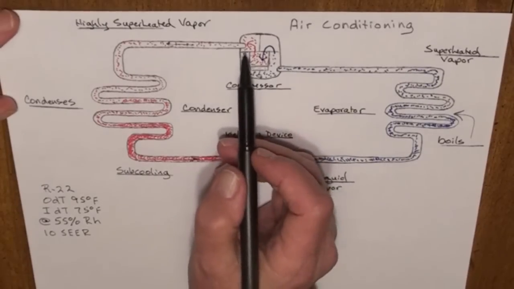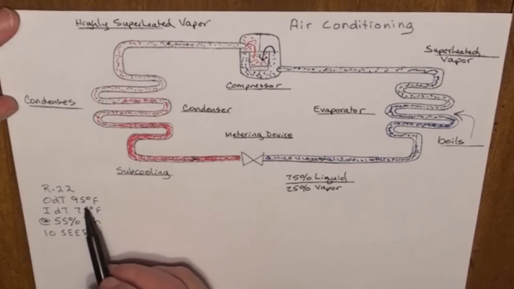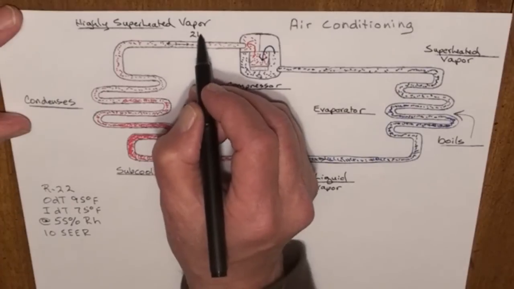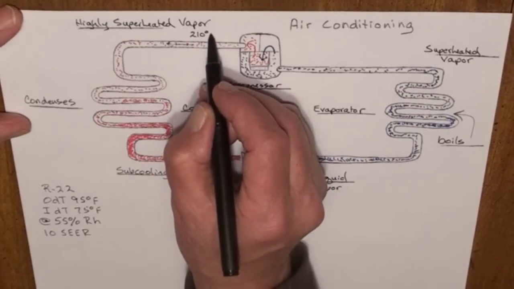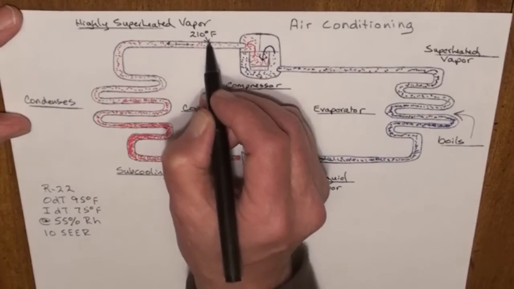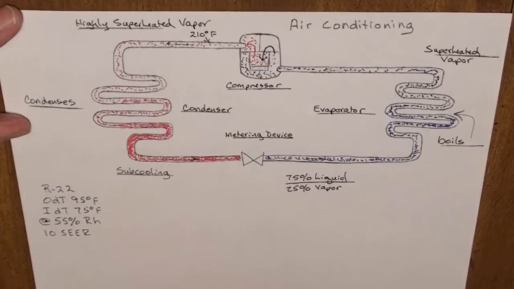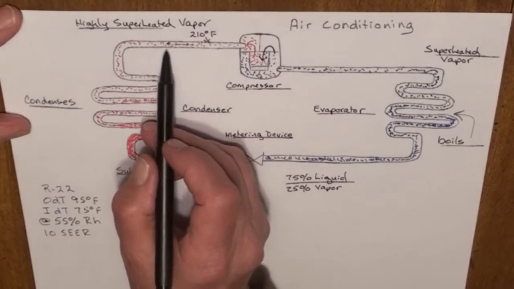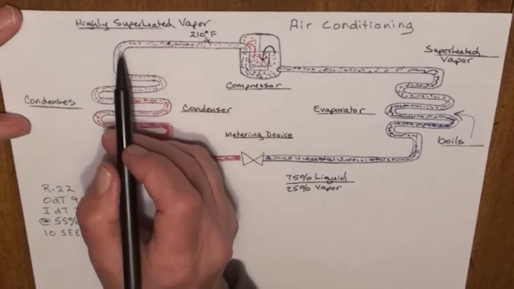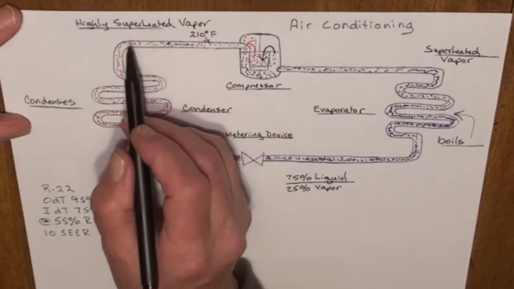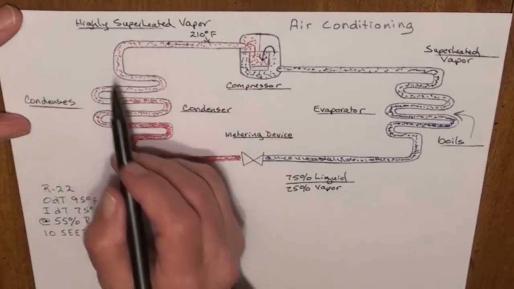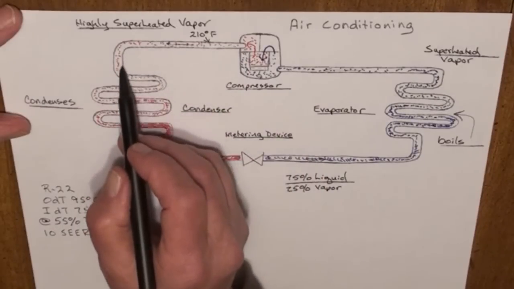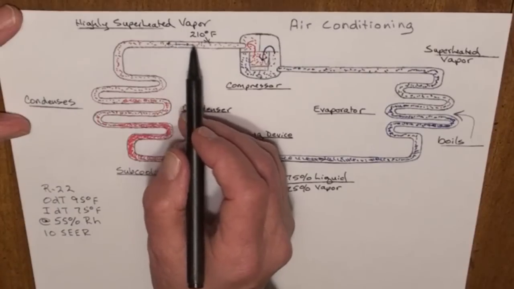So let's start back up here again. On a 95 degree day, refrigerant would be leaving our compressor at approximately 210 degrees Fahrenheit. It immediately begins to reject heat. It leaves the compressor through the discharge line and enters the top of the condenser. All along the way, it's rejecting sensible heat. See, there's no change of state taking place. It's a highly superheated vapor.